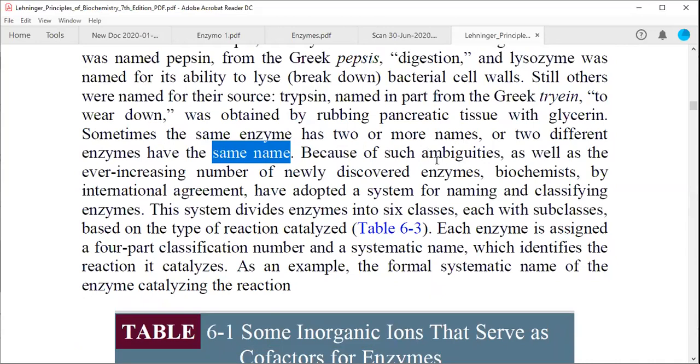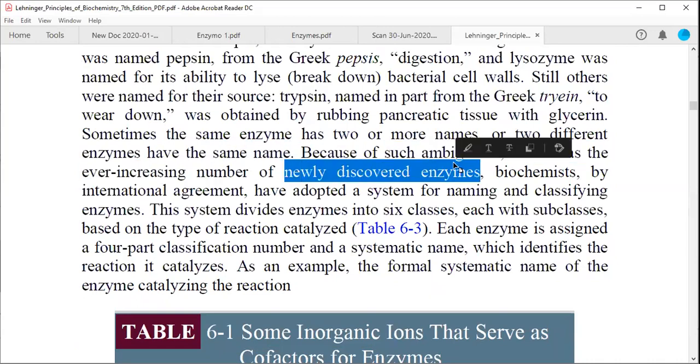Because there are so many ambiguities in this classification and nomenclature, as well as the ever-increasing number of newly discovered enzymes, because so many enzymes were discovered in the different parts of the world.